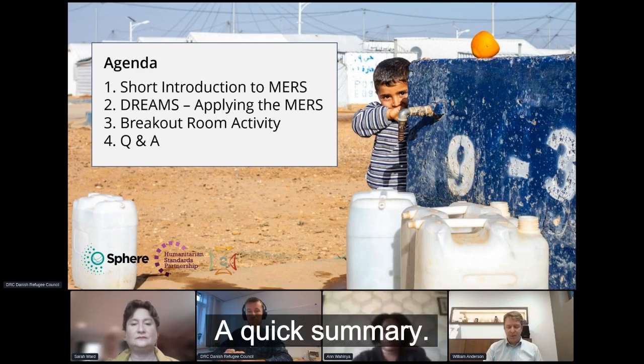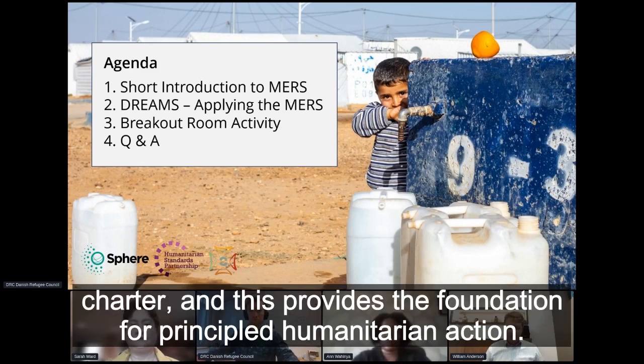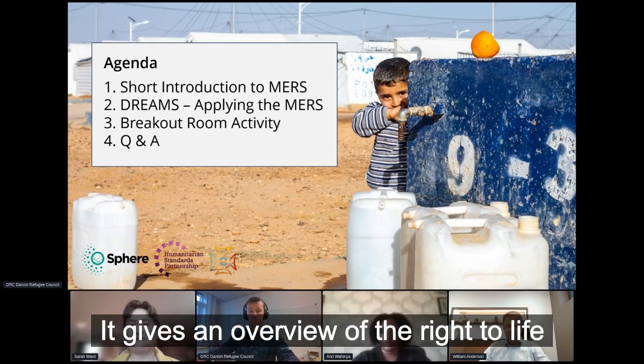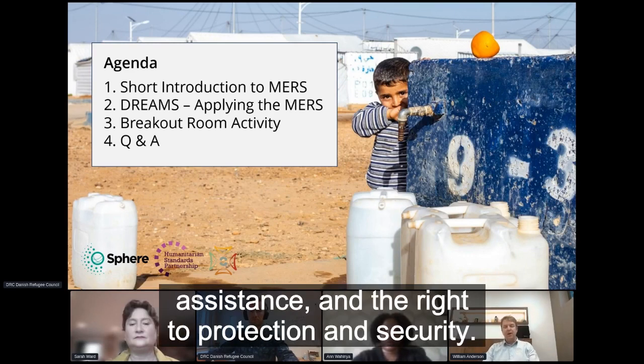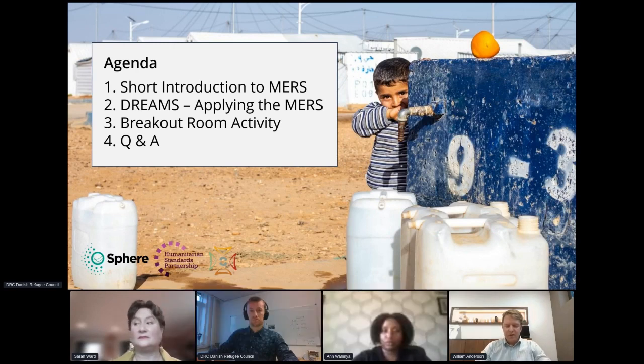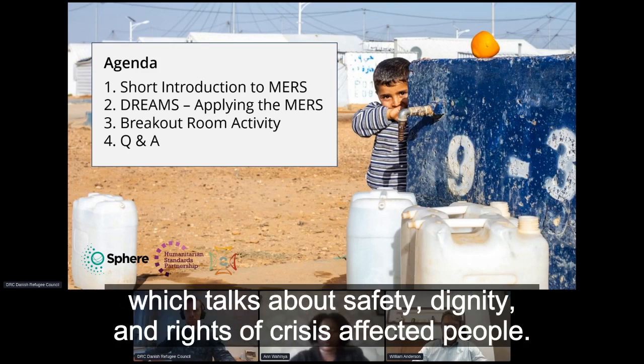A quick summary. The first chapter is the Humanitarian Charter, and this provides the foundation for principled humanitarian action. It gives an overview of the right to life with dignity, the right to receive humanitarian assistance, and the right to protection and security. The second chapter is, in fact, the four protection principles, which talks about safety, dignity, and rights of crisis-affected people.